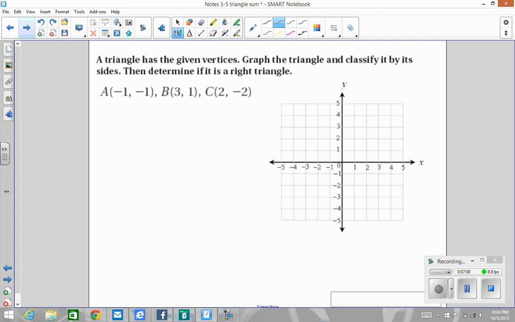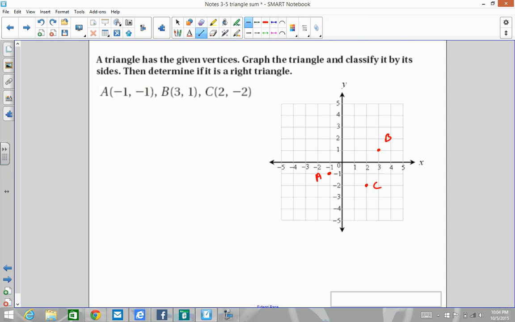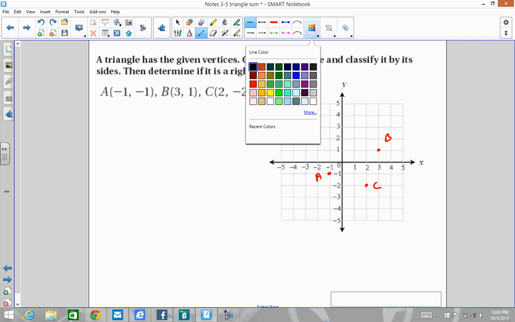All right, so now we have this process here. We're going to graph these points: -1, -1; 3, 1; 2, -2. And I'm going to put some letters here. So this is my A, this is my B, this is my C. I'm going to draw a line and connect them.